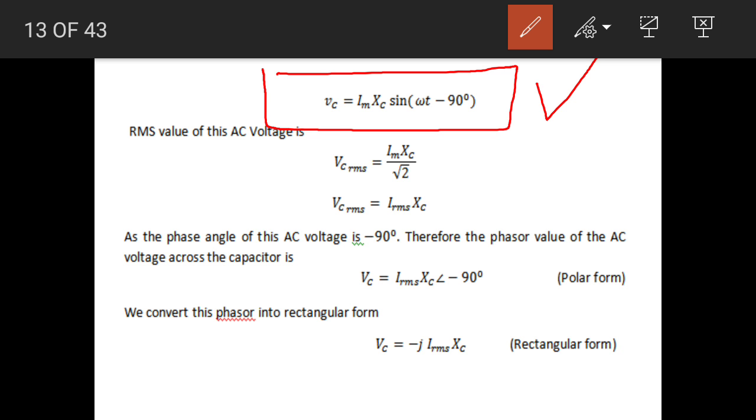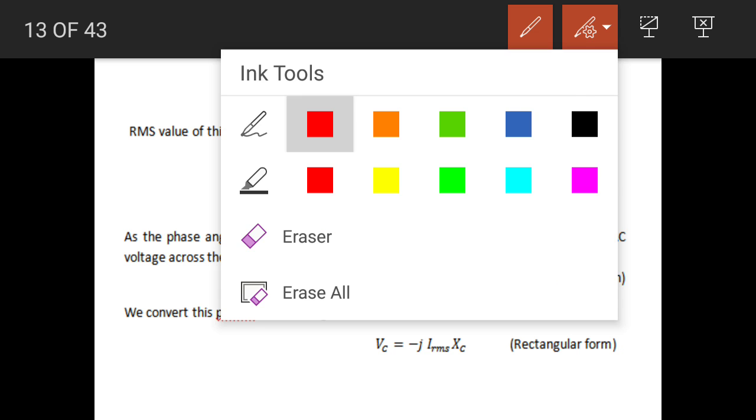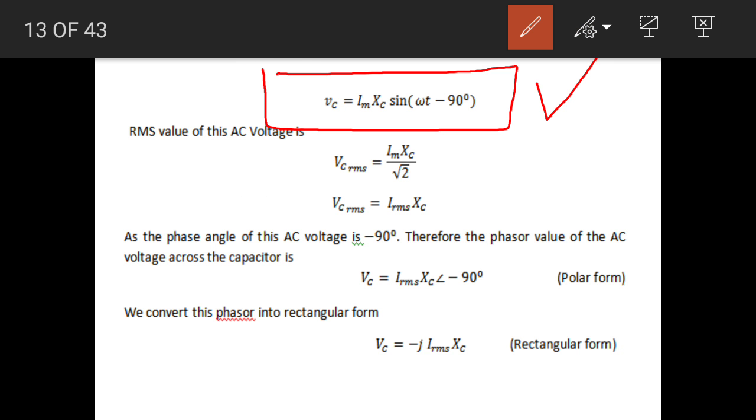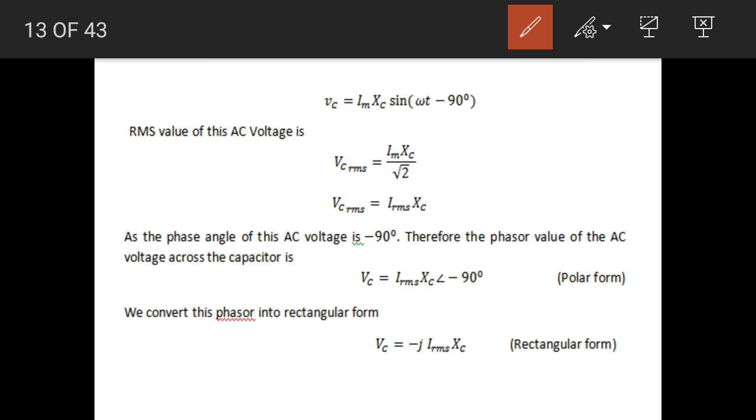We calculate the RMS value of this AC voltage. In order to calculate the RMS value of this AC voltage, we divide the maximum value of this AC voltage by under root 2. So here is the RMS value of this AC voltage. The RMS value of this AC voltage is equal to Im Xc over under root 2.